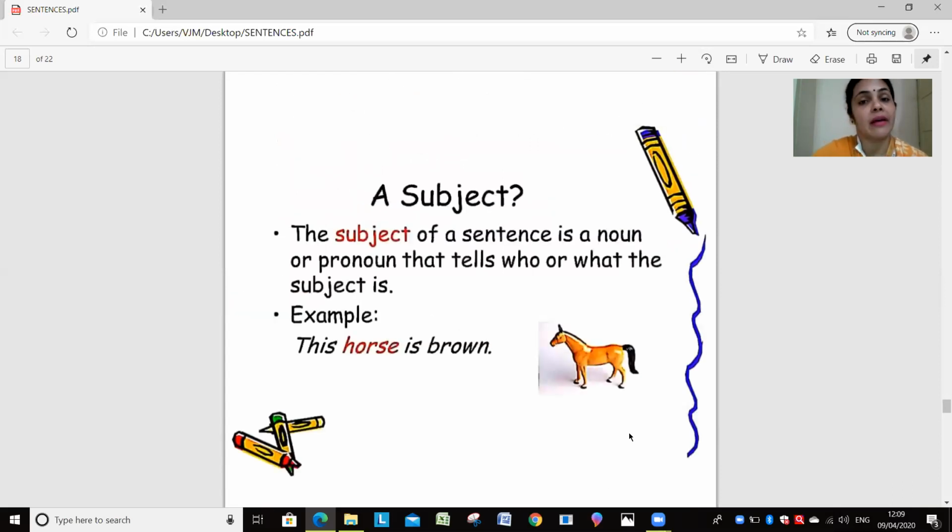As you remember, we have studied the subject and the predicate of a sentence as parts of a sentence. So what is a subject? A subject of a sentence is a noun or a pronoun that tells who or what the sentence is about. That means it tells about the person or thing we are talking about. In this example, this horse is brown. So we are talking about the horse, so it becomes the subject.